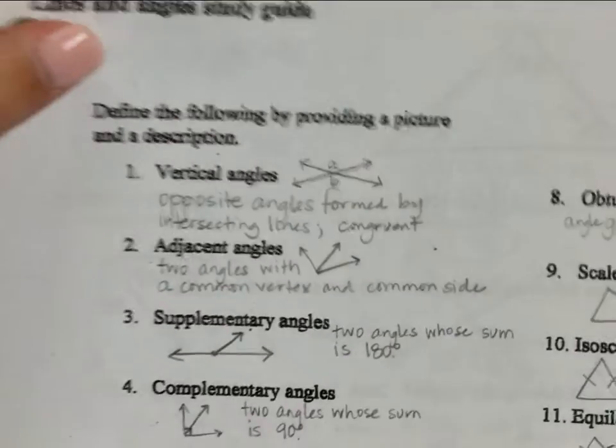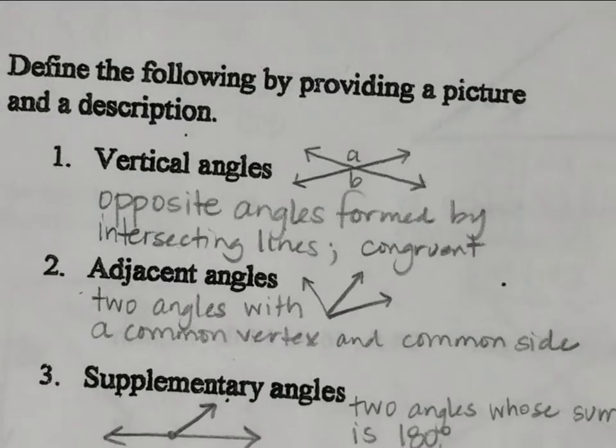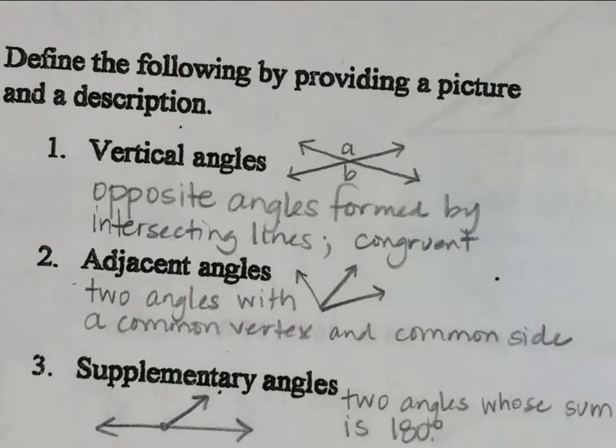Right, so vertical angles. They are opposite angles formed by intersecting lines. And remember that they are congruent, meaning they have the same exact measure. So in your picture, remember they're completely opposite from each other. They're right across that vertex. Okay.